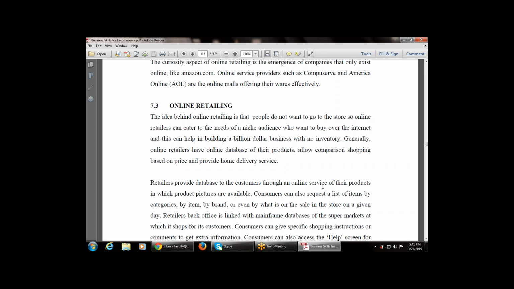Generally, online retailers have online databases of their products, which allow comparison shopping based on price, and provide home delivery service. Retailers provide the database to the customers through an online service, in which product pictures are available. So this is online marketing. That is, retailers are doing the business online, and consumers do not have to go to the store, and they can purchase the products online with the use of the internet.